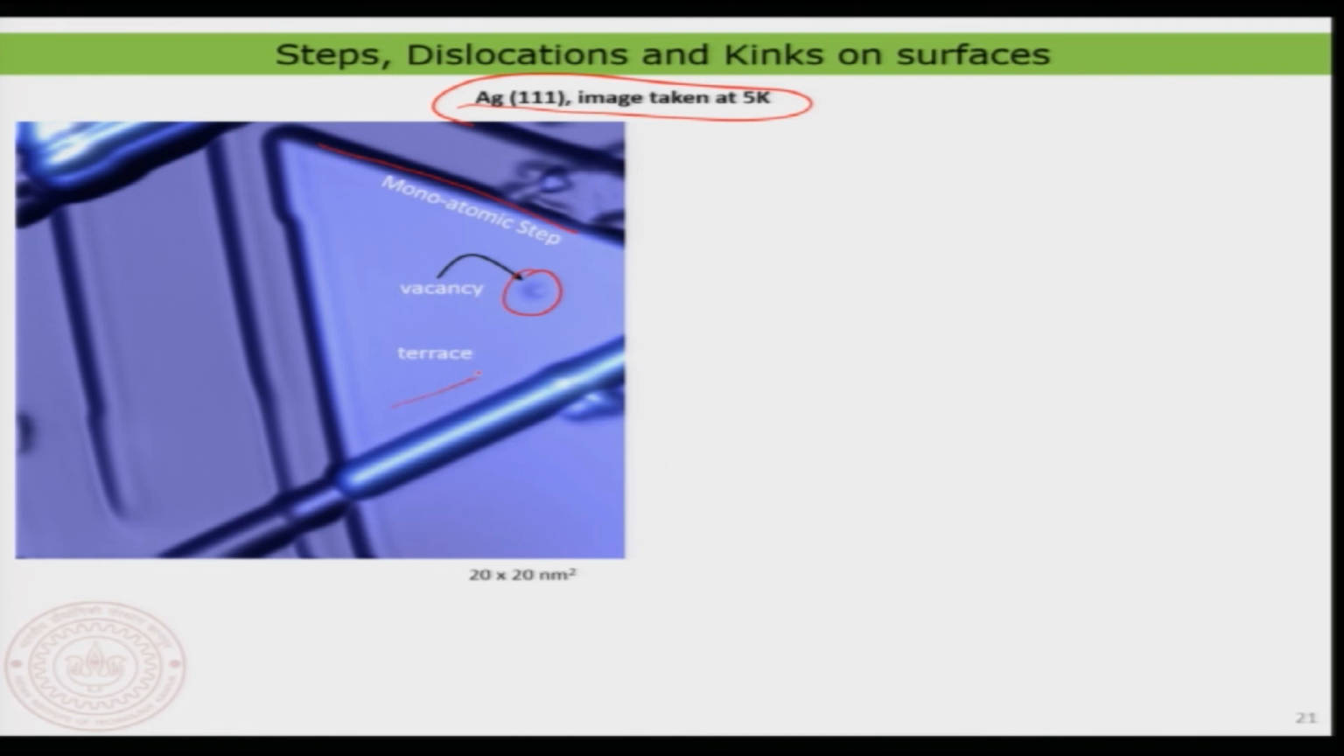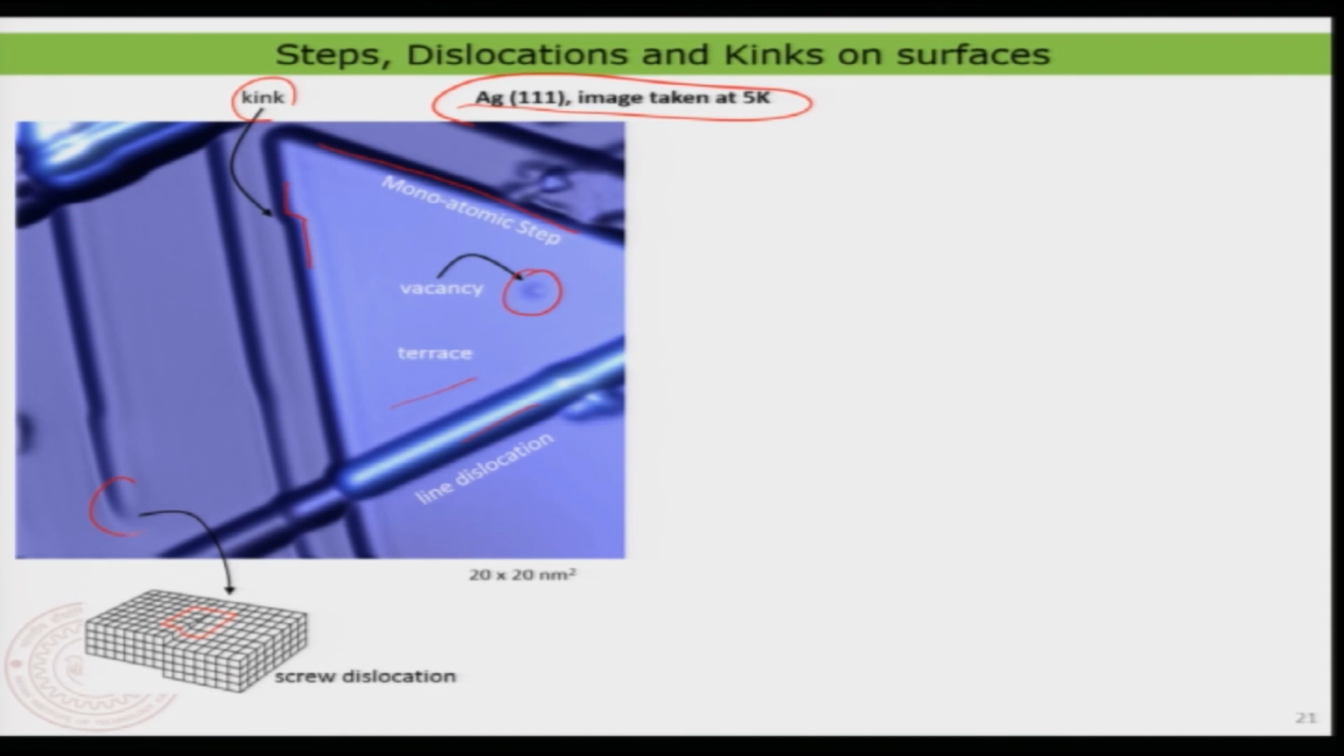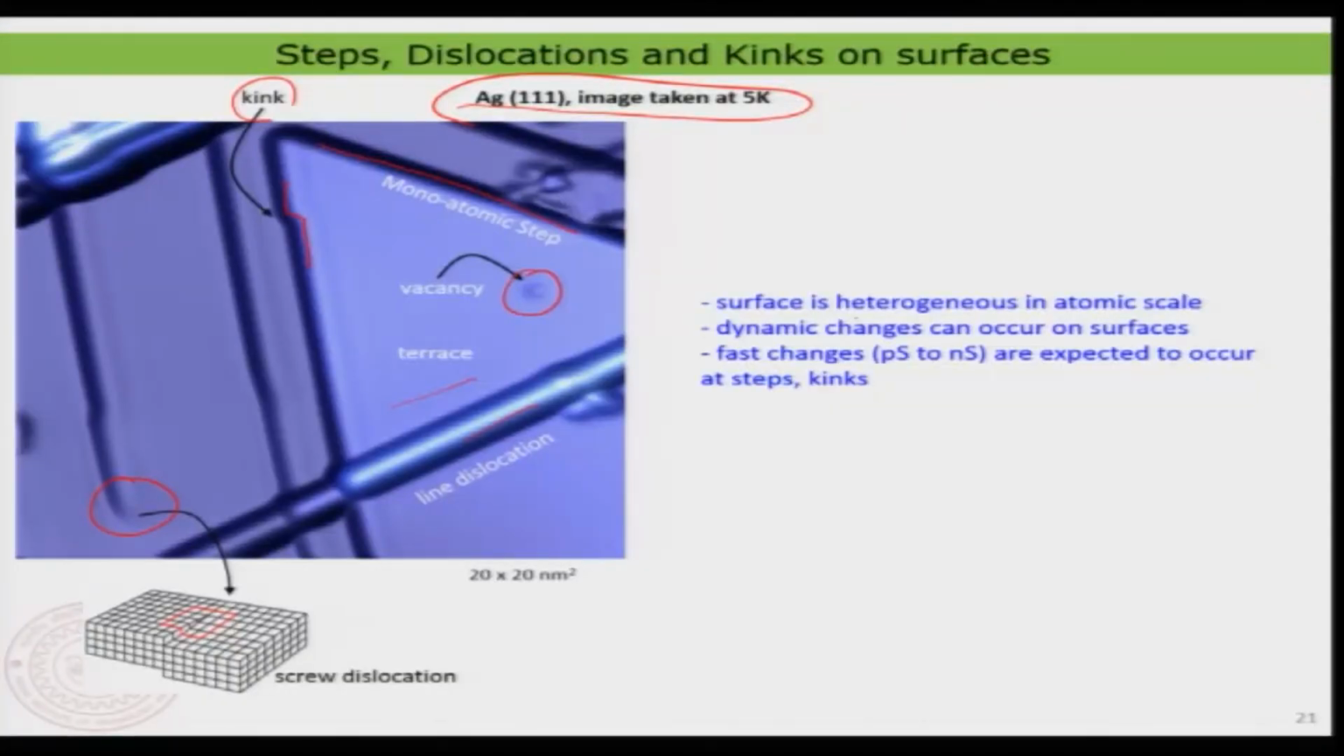Terraces are good, that is exactly what we have expected. You would also find, for example, kinks, these are small changes in the step edges, and you would also find line dislocations, and you can even find screw dislocation where the lattices are basically just changing their orientation and things like that. So, the surface in general is much more heterogeneous at the atomic scale and not as atomically flat as we have just expected or said in the ideal situation.